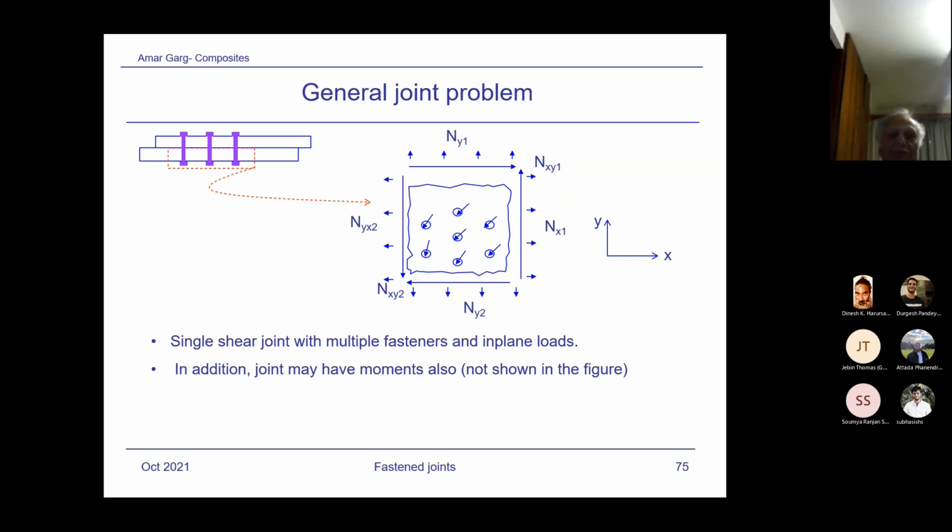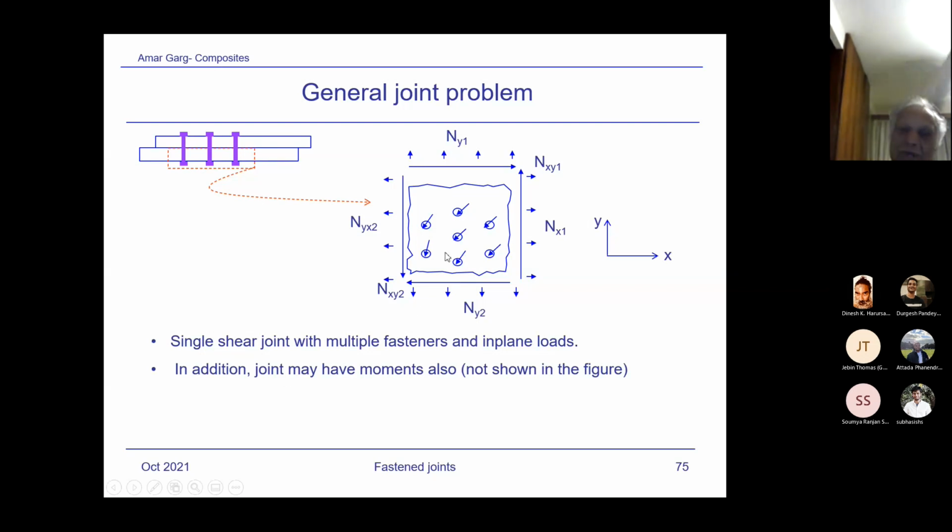Okay. Now, the general joint design problem. What happens in a joint? The loadings are not always in one direction. The joint will be loaded in various directions. So you have 3 load directions, NX, NY, and NXY, that is, the axial loads and shear. Plus there would be moments, which we are not showing here.